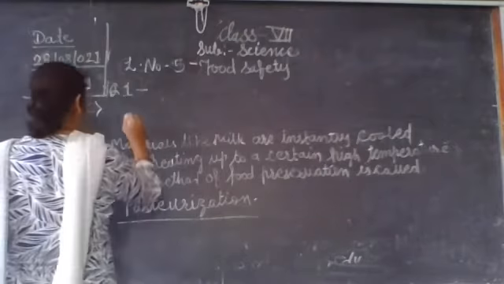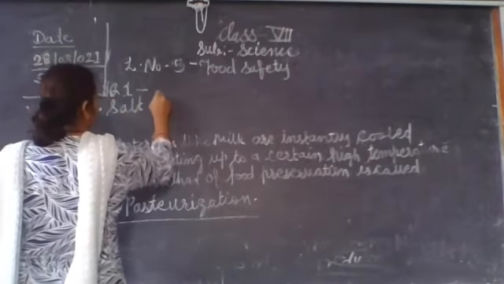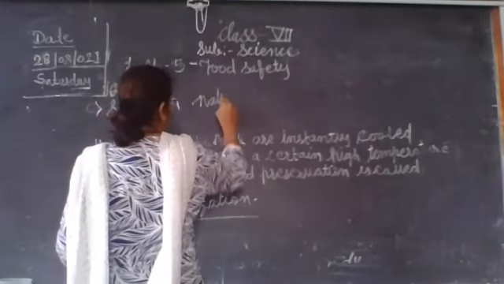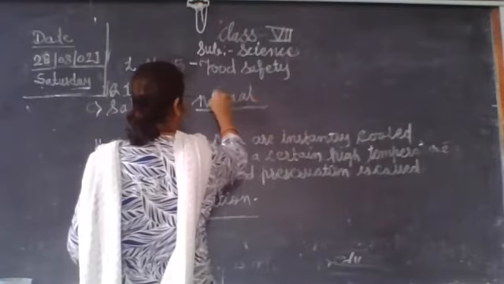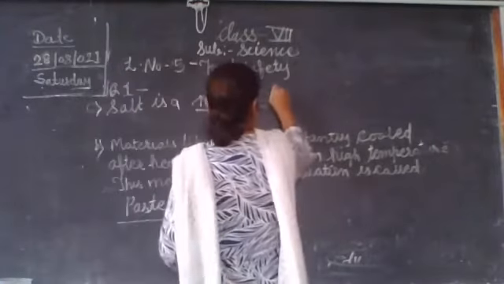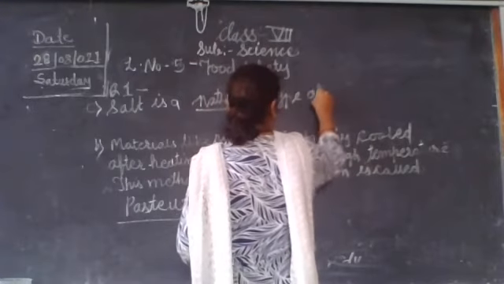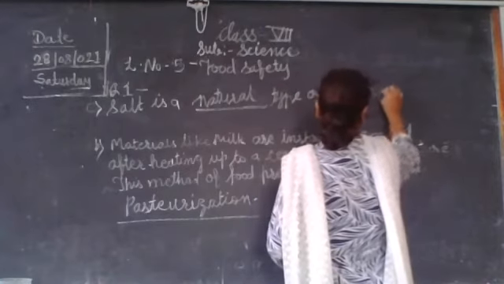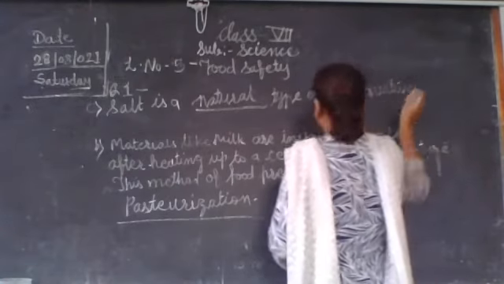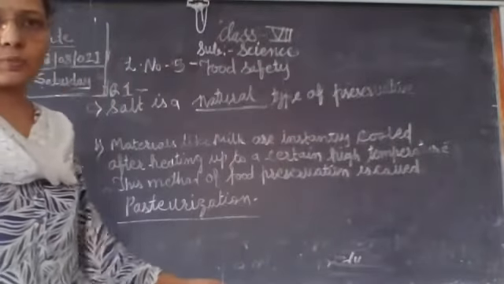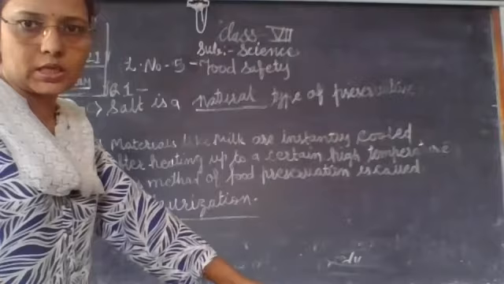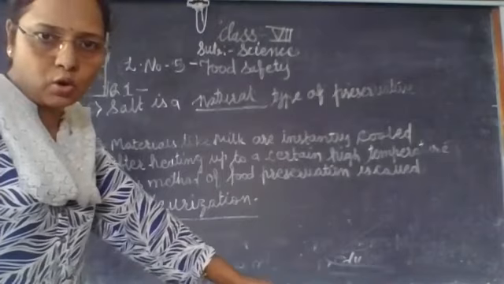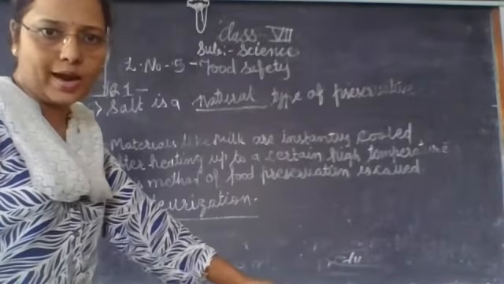C question. Salt is a natural type of preservative. Okay, natural. We use it at our home. When we make pickles, in sauces, or in papad and chips, then a larger amount of salt we use to preserve these food items.